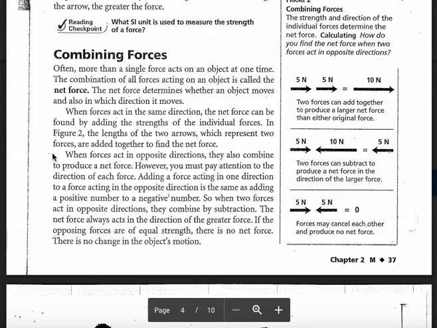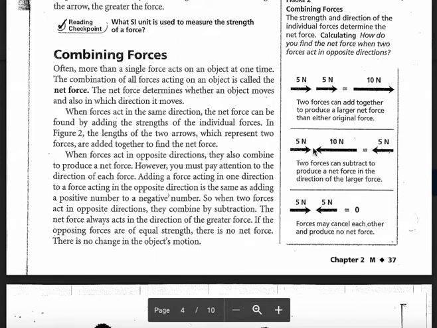When forces act in opposite directions, they also combine to produce a net force. However, you must pay attention to the direction of each force. Adding a force acting in one direction to a force acting in the opposite direction is the same as adding a positive number to a negative number. So, when two forces act in opposite directions, they combine by subtraction. The net force always acts in the direction of the greater force. If the opposing forces are of equal strength, there is no net force. There is no change in the object's motion.